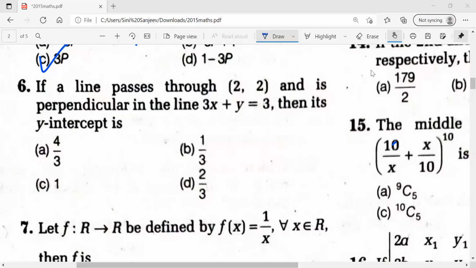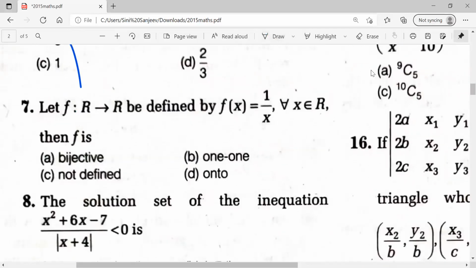So the next question is, let f: R → R be defined by f(x) = 1/x. So this is what kind of function? For example, f(x): bijective, one-to-one, not defined, or onto.